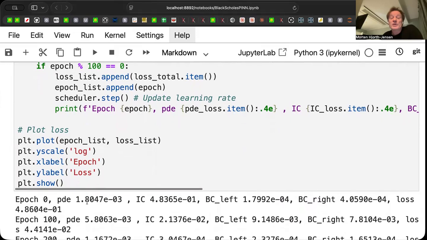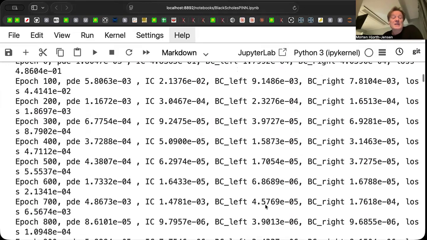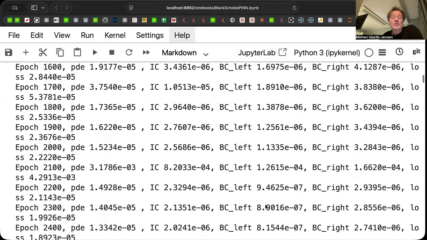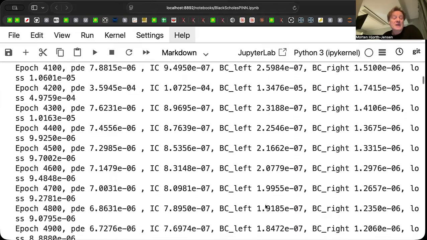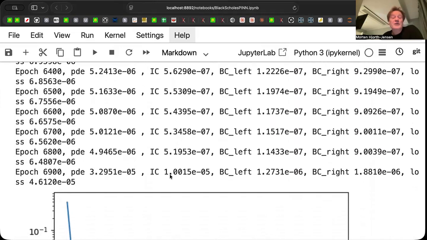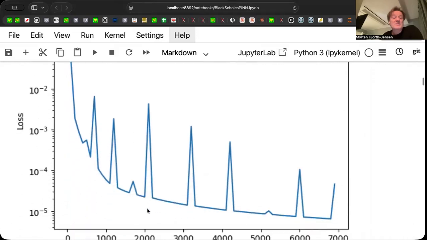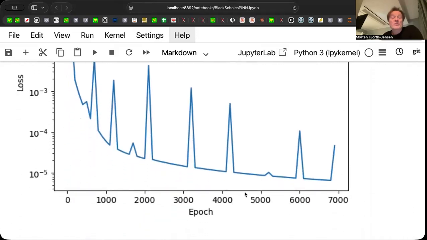And you see it's actually pretty good in the beginning, 10 to the minus 3. And then you also have the losses or the cost functions for the initial conditions and the boundary conditions left and right. And you see that already in the beginning here, it doesn't look that bad. And if you then scroll down and you run through your 7,000 epochs and print out every 100th one, then at the end, you have roughly an error of between 10 to the minus 5 and 10 to the minus 6. Some small spikes here and there. So this is as a function of number of epochs.